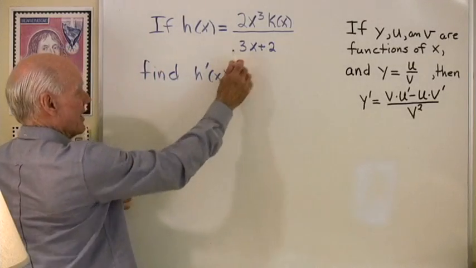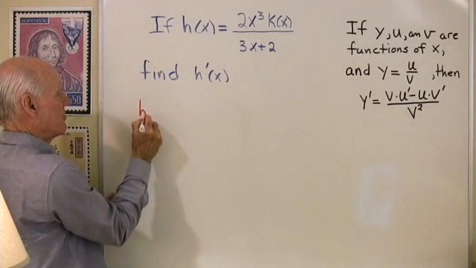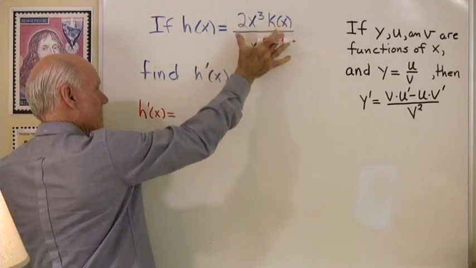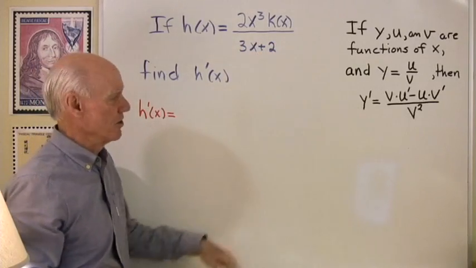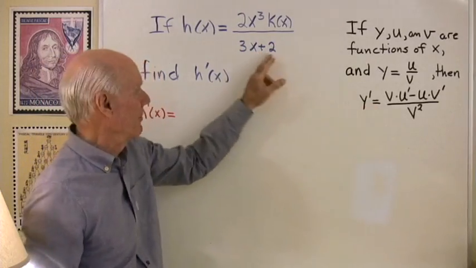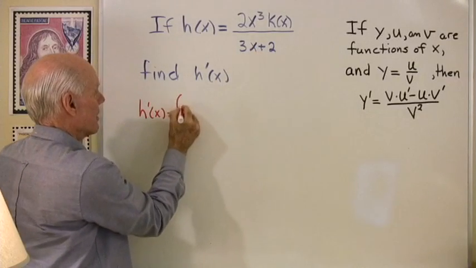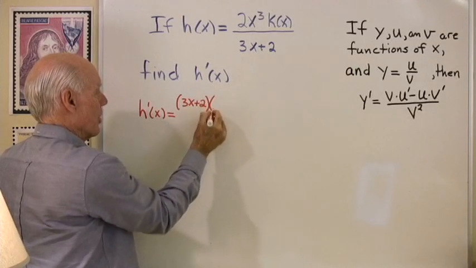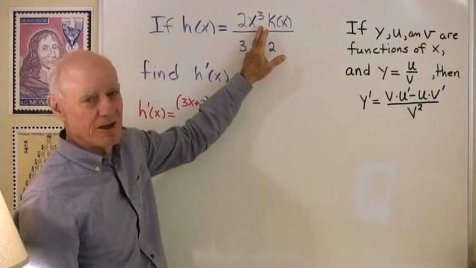So let's apply that to this. I'm going to say h prime is going to be equal to, the main thing I see here is this quotient. So according to this formula, I'm going to take this denominator, 3x plus 2, and multiply it by the derivative of the numerator.